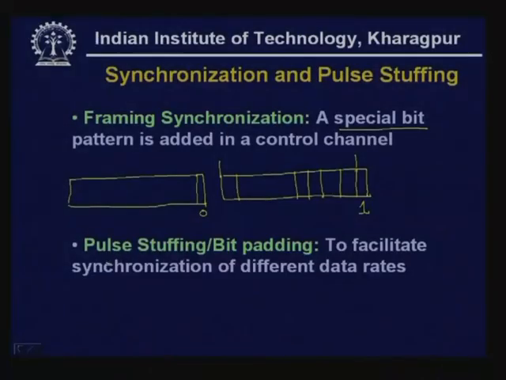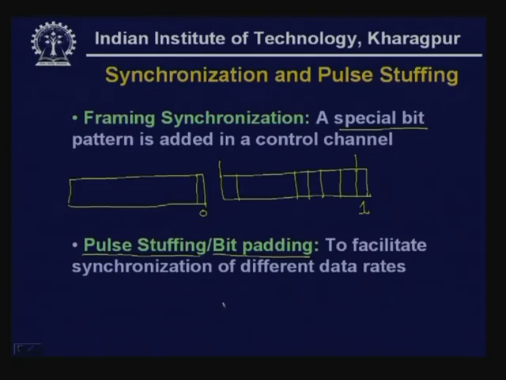However, sometimes the data rate from a particular source does not match, or is not a multiple of, the rate at which the scanning is done while doing multiplexing. In such a case, some additional bits are added, which is known as pulse stuffing or bit padding. Both terminologies are used to facilitate synchronization of different data rates.